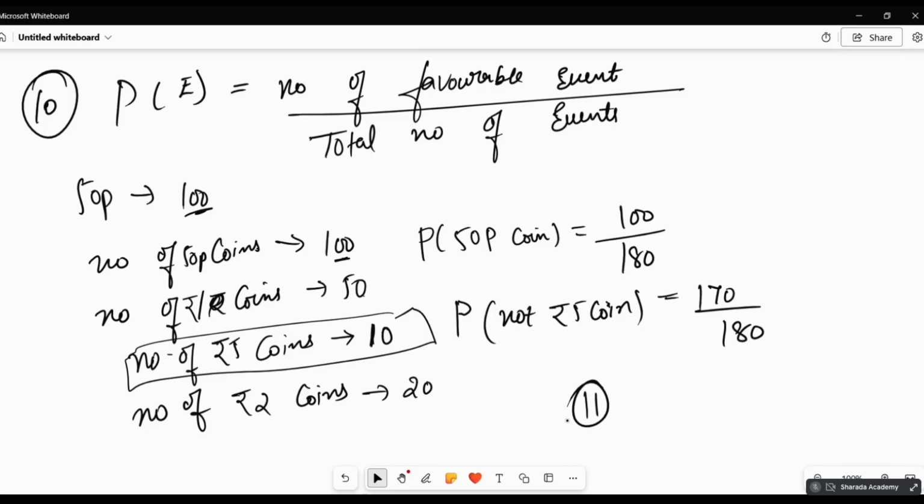Gopi buys a fish from a shop for his aquarium. The shopkeeper takes out one fish at random from a tank containing 5 male fish and 8 female fish. What is the probability that the fish taken out is a male fish? So it is 5 by 13. So the probability of taking a male fish is 5 by 13.